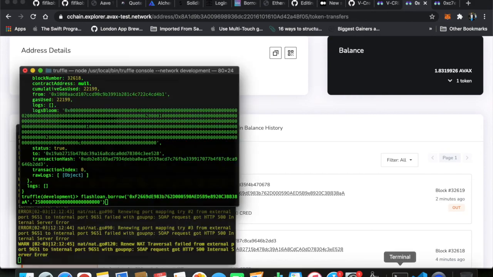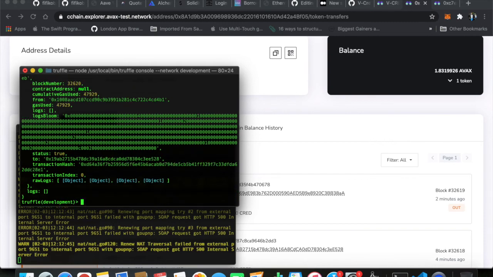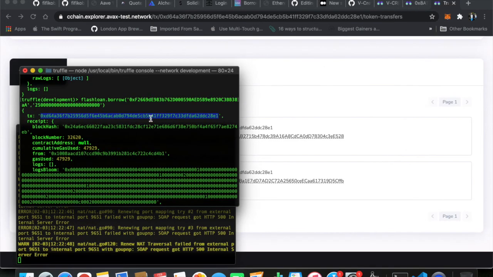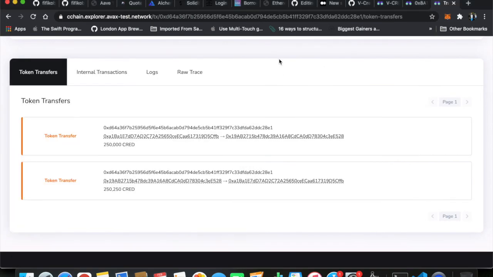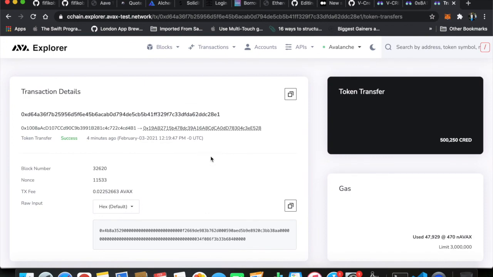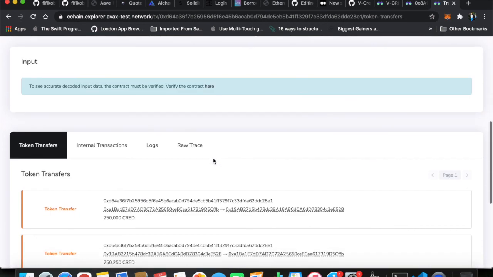Let us now switch back to Truffle. I've already run a node here, and now in the Truffle console, a flash loan borrow of 250,000 Cred will be executed for this Cred token by the flash borrower. The transaction has been successful. This is really fast, and this is one of the advantages of the Avalanche blockchain. Let's copy the transaction number, and I've already opened it in the C-Chain explorer. As you can see, the transaction is successful.